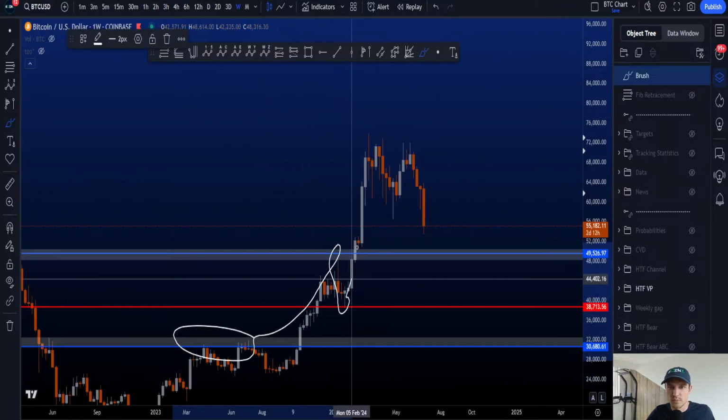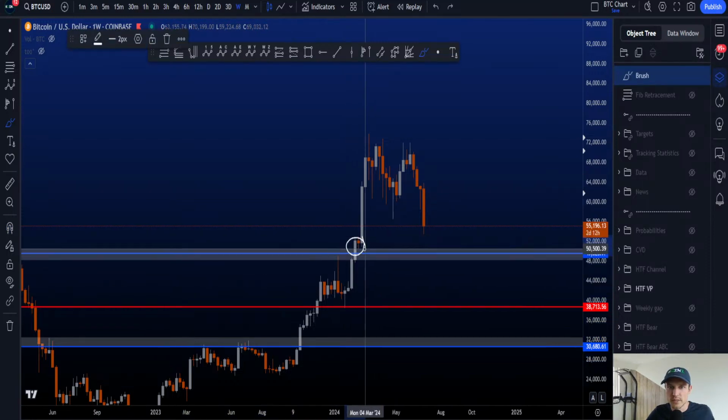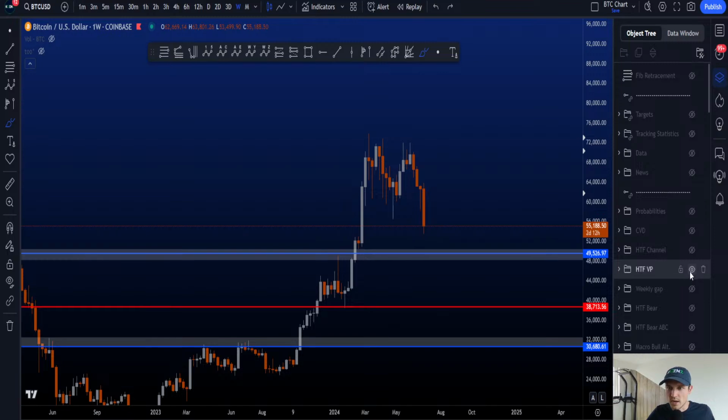And it is a nicely respected volume profile indeed. Resistance, support, breakout, a little bit of a retest here. So this weekly order block is very interesting, close to the value area high as well.